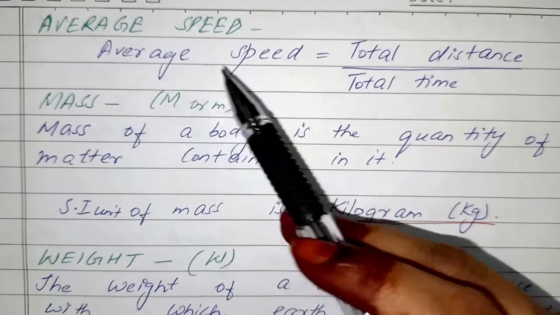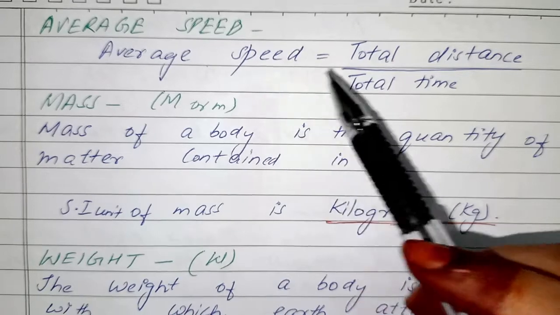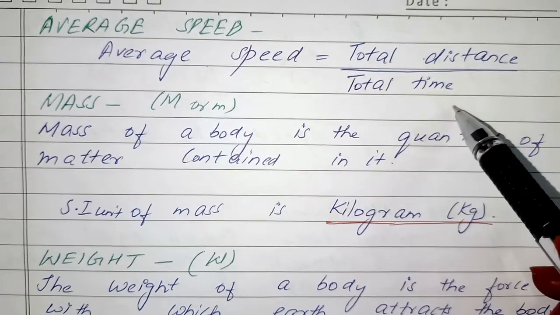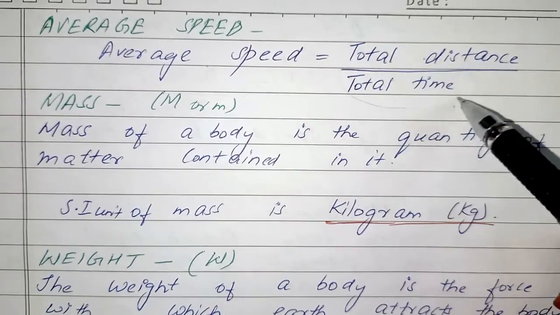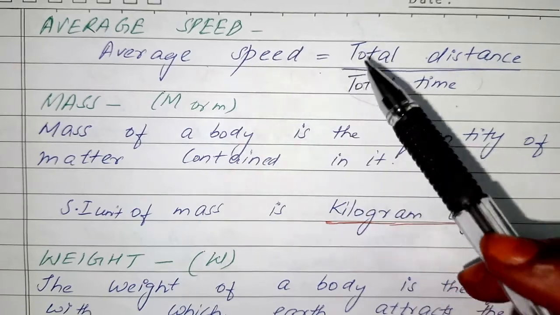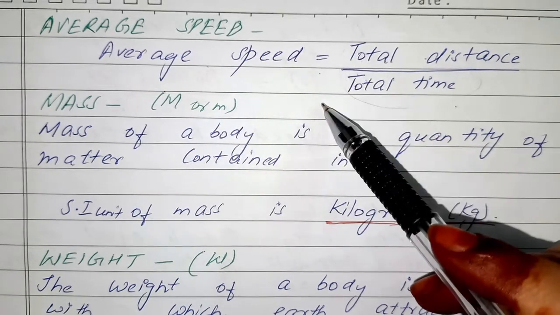Now what is average speed? Average speed is total distance by total time. So this is the formula of average speed. We will solve some numerical problems based on this average speed.